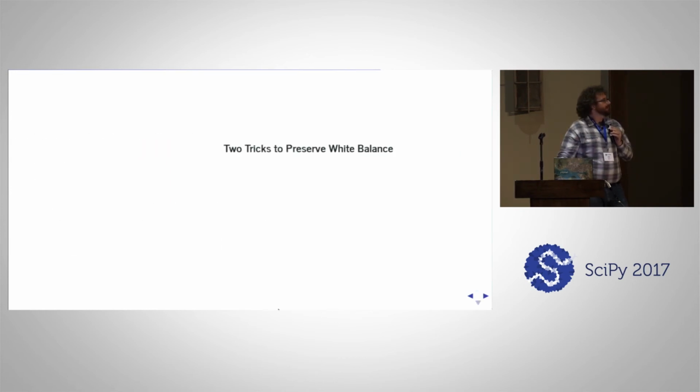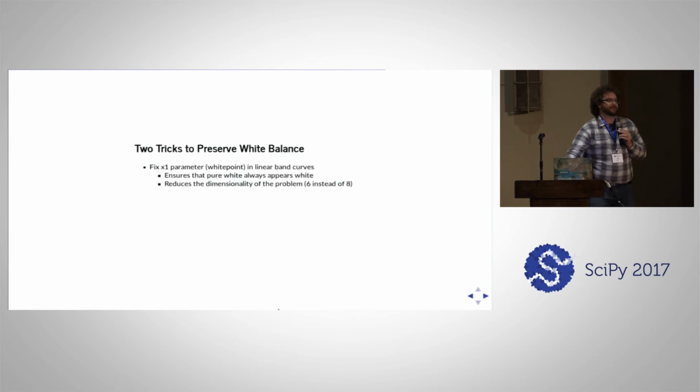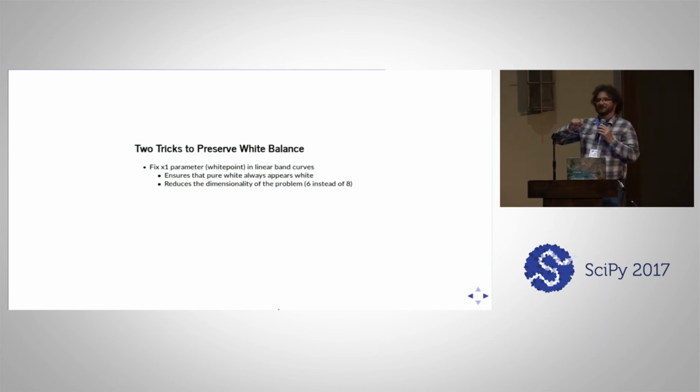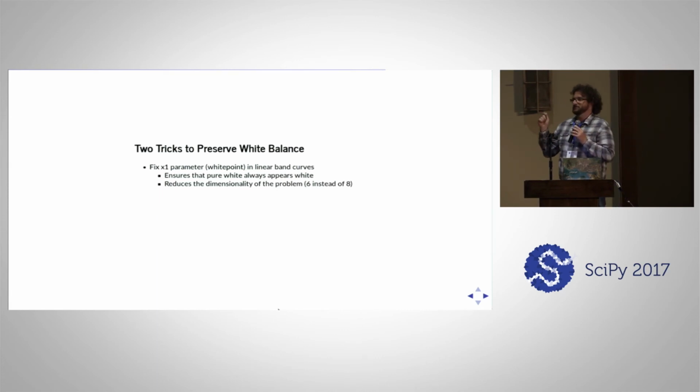And there are 2 tricks that we'll use to preserve the white balance. The first one is that we'll fix that x1 parameter. That was the top of the line. We're parameterizing the line, and that's the top of it. We'll just fix that. That's the value that basically gives us white. We know that, so don't let it change.